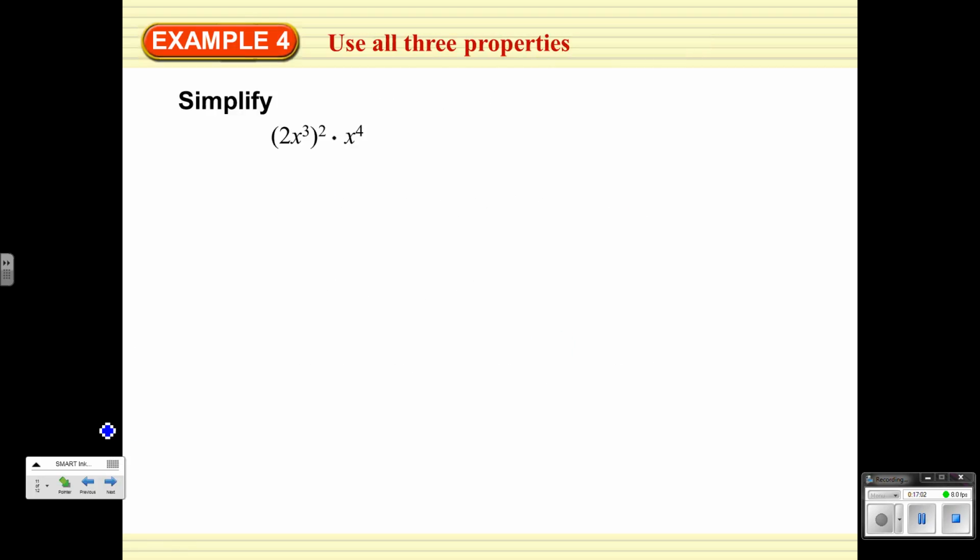Okay, again, guided practice. Oh no, this is more example. Putting all 3 properties together. Okay, so look at all this we have going on. You guys, I know it's a lot, but keep it simple. Okay, we're going to keep it simple.